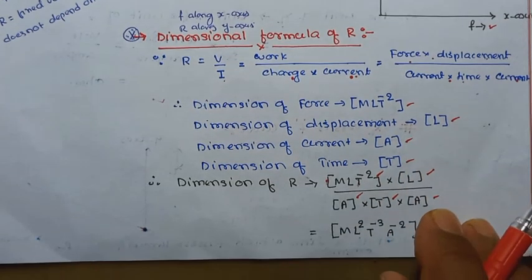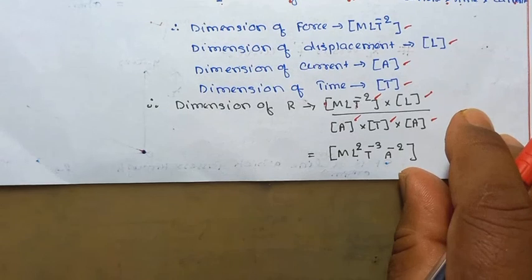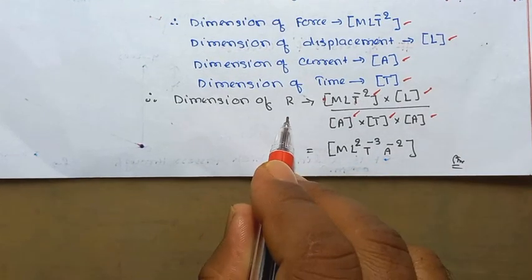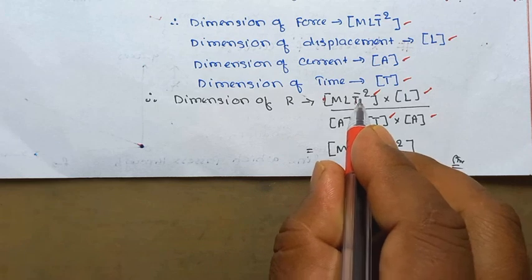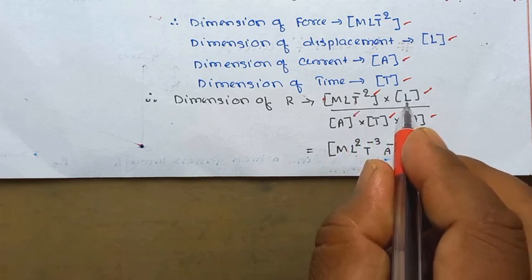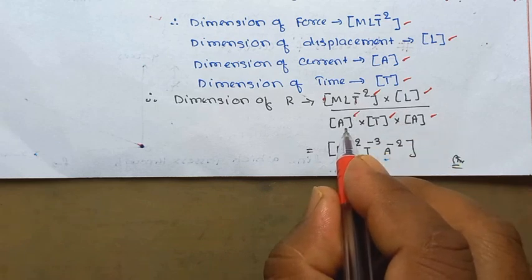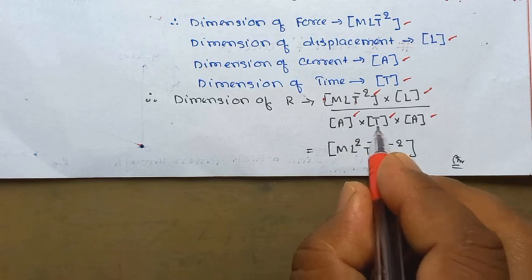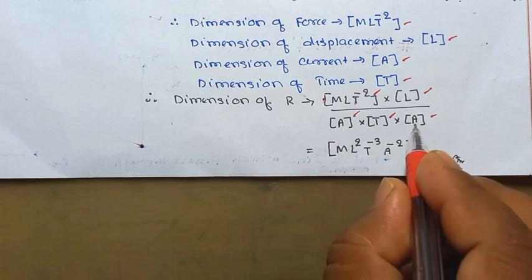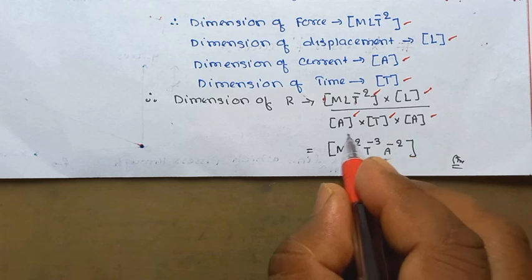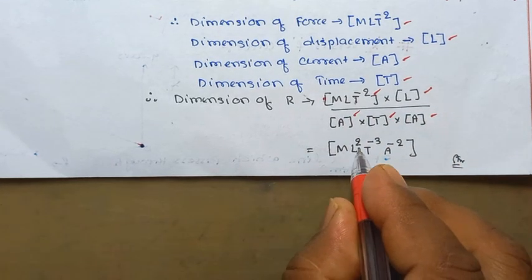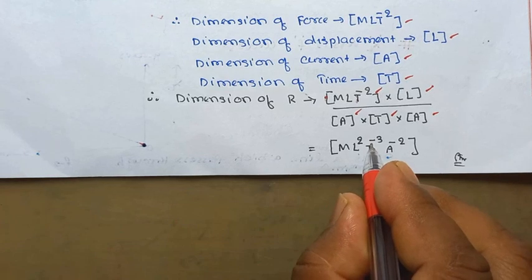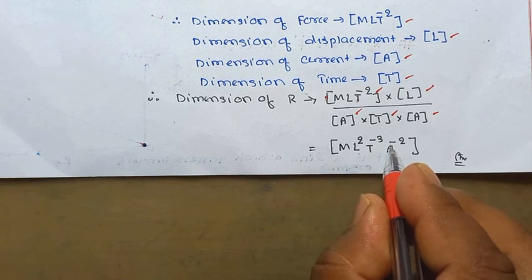So putting their dimensional values, we will get the dimension of R is equal to the dimension of force, which is MLT inverse 2, into the dimension of displacement, which is L, divided by the dimension of current A, the dimension of time T, and the dimension of current A. So after simplification, we'll get the dimension of R is equal to ML2 T inverse 3 A inverse 2.